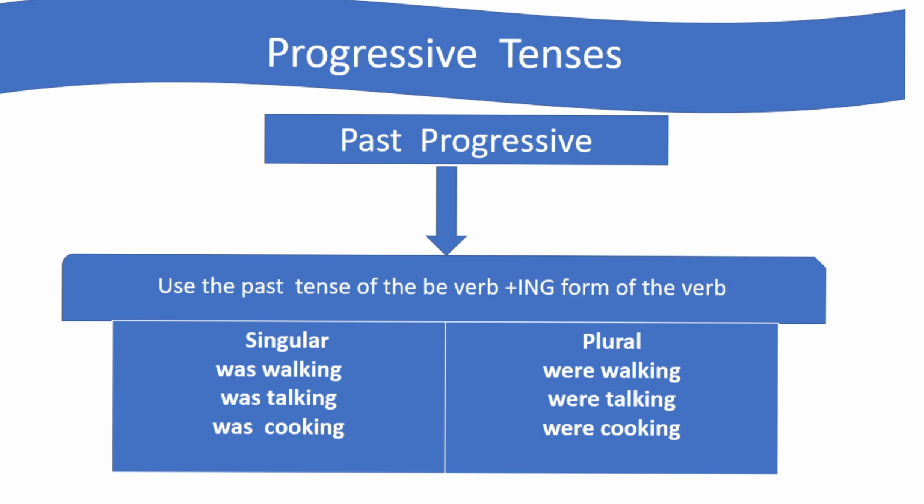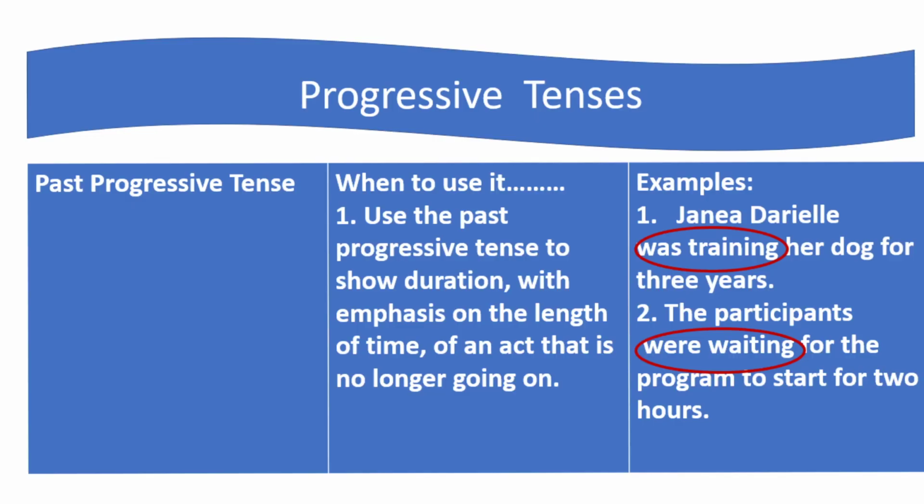Of course, singular if your subject is singular, just like he, she, it, and then plural like we, they, and other plural subjects. So, when do we make use of the past progressive?